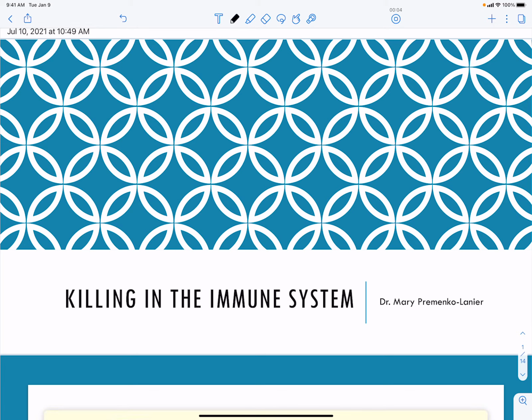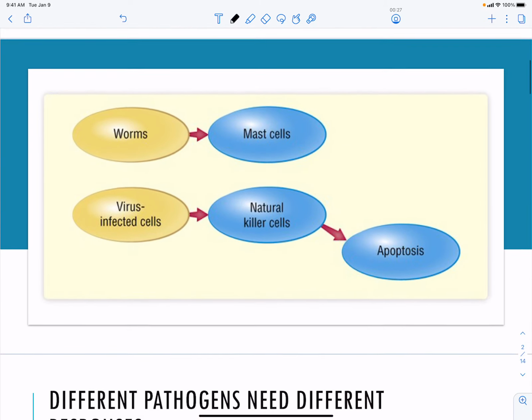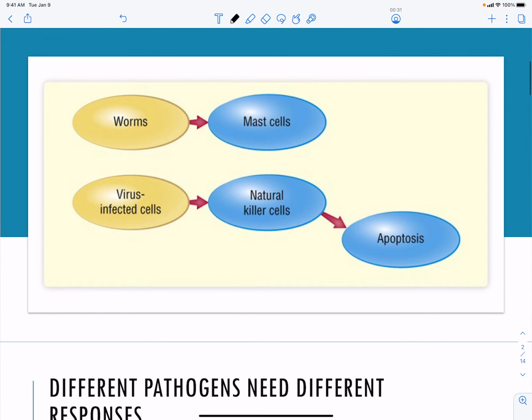Okay, so in this next part, we're going to talk about how the immune system kills. There are a few cells that are very important with respect to different pathogens and eliminating them from your body. And so we're going to talk about them in more detail. We're not going to focus so much on phagocytic cells because we've already talked about how they kill. And so we're going to talk about different cells. So what we're interested in here is talking about more parasitic killing as well as virus-infected cells killing.